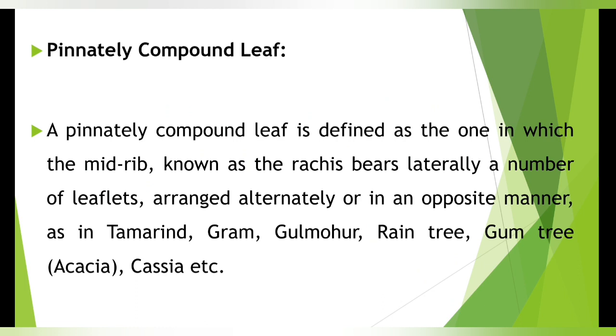Then what is pinnately compound leaf? It is defined as one which has a midrib, known as rachis, bearing laterally a number of leaflets arranged alternately or in opposite manner, as in tamarind, gram, gulmohar, rain tree, gum tree, acacia, cassia.